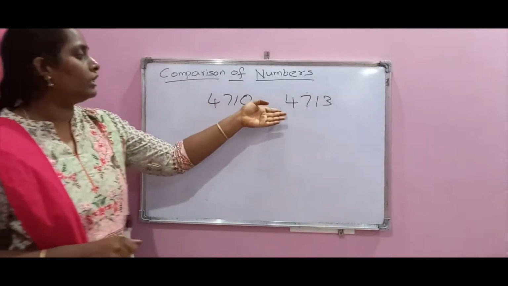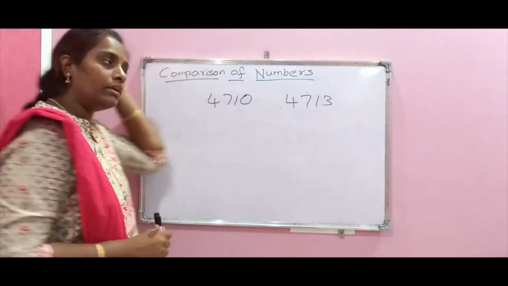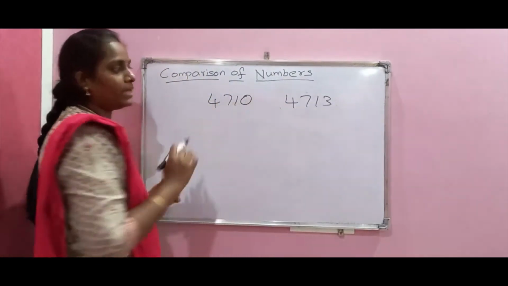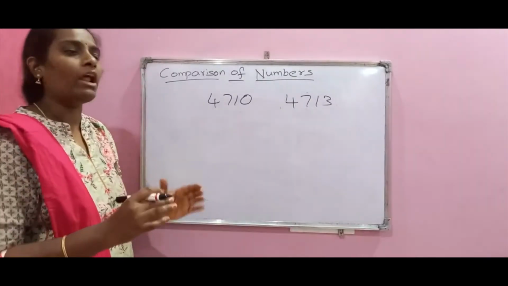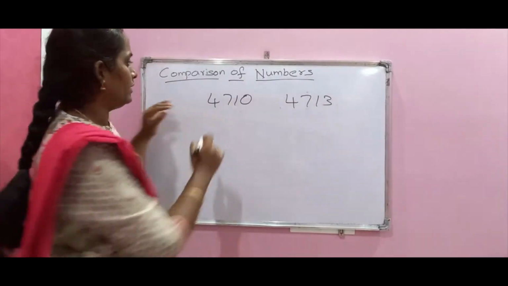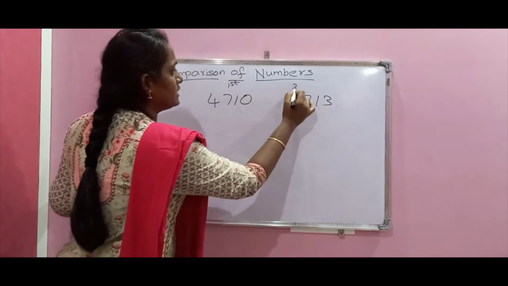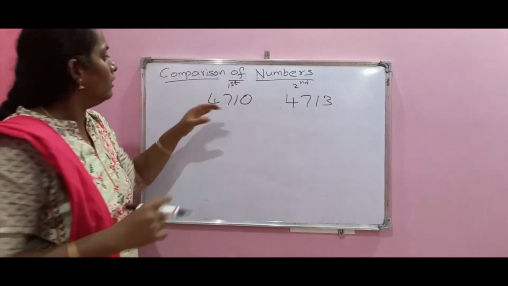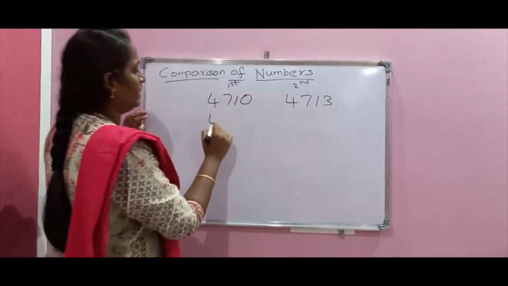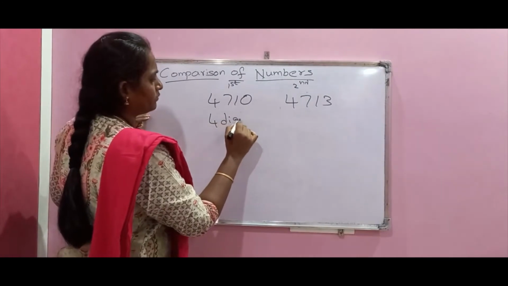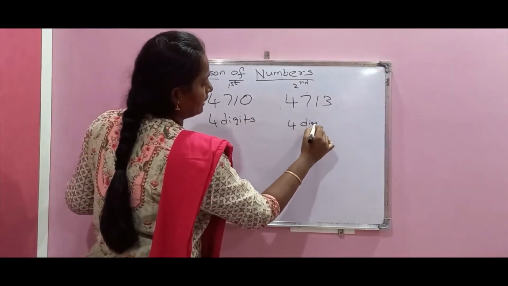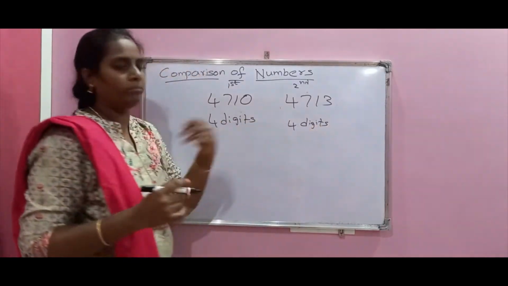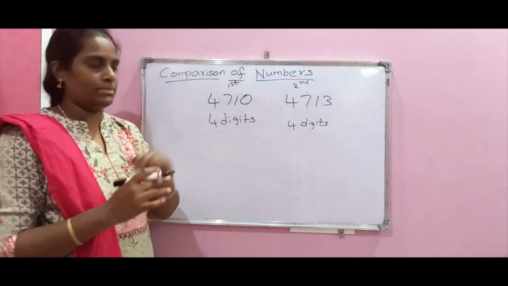Now, we'll take another example. 4,710 and 4,713. In these two numbers, which is the biggest number? We'll check. First, we'll compare how many digits. This is the first number and this is the second number. In the first number, 4 digits are there. In the second number also 4 digits are there. So we cannot compare these two using this method.